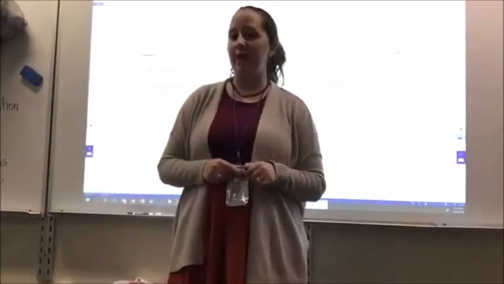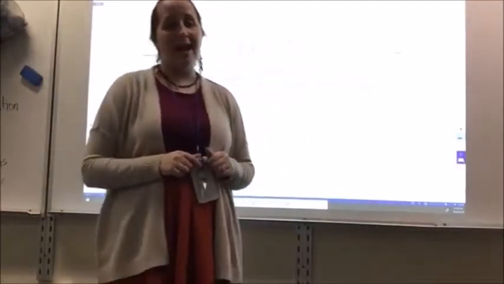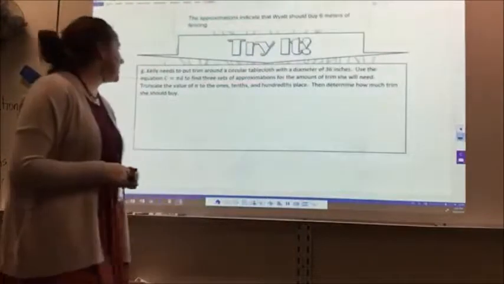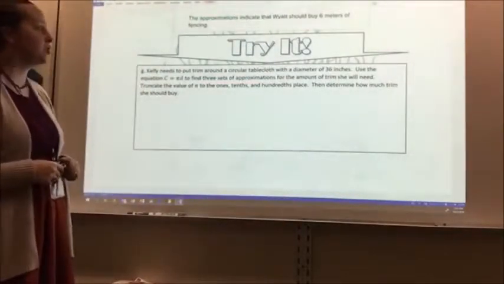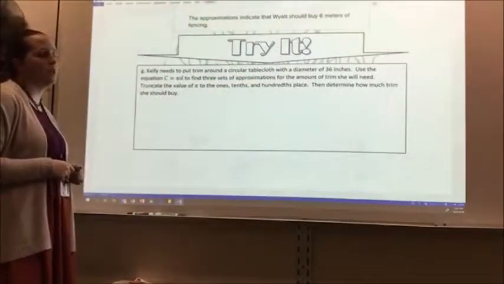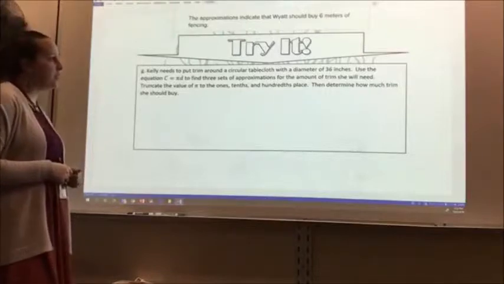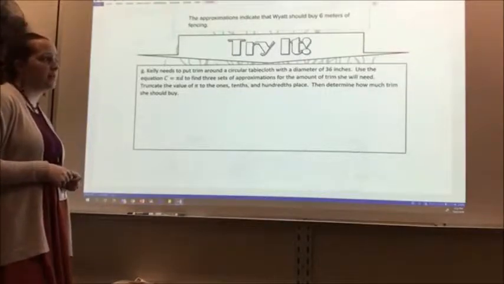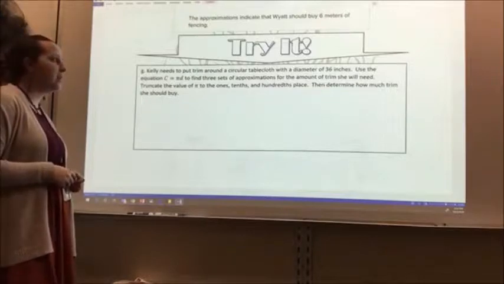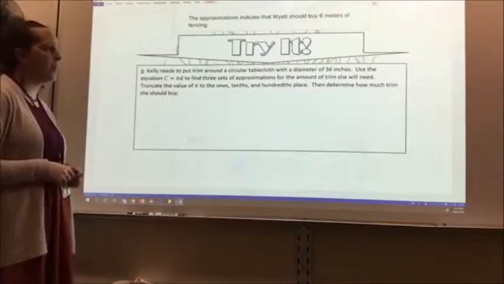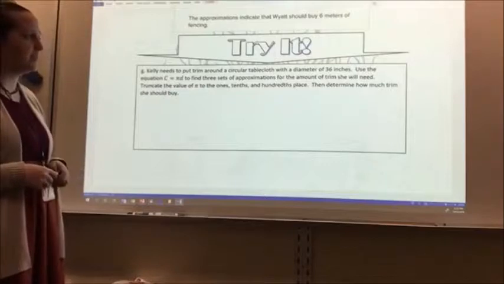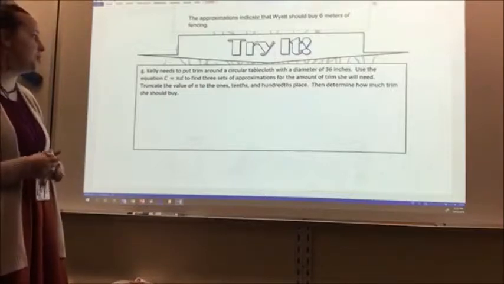Alright, now that you've had a chance to try out the try problems, let's go over the answers together. So, I have letter G. Letter G says Kelly needs to put trim around a circular tablecloth with a diameter of 36 inches. Use the equation C equals pi times D to find 3 sets of approximations for the amount of trim she will need. Truncate the values of pi to the ones, tenths, and hundredths place. Then determine how much trim she should buy.